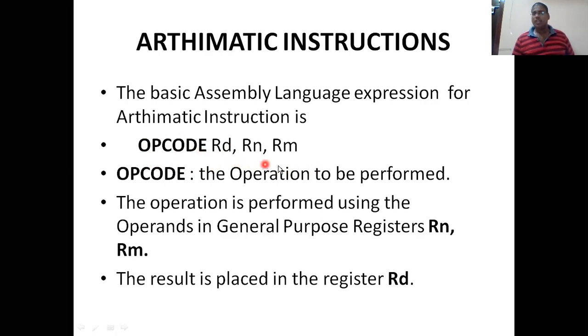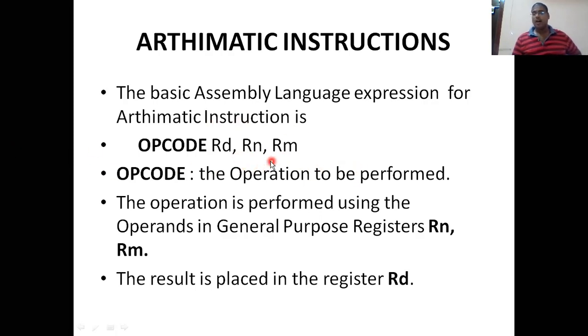Here we are having three operands: RD, RN, and RM. These are generally the general purpose registers. General purpose registers will be numbered, like R1, R2, R3. They are used for general purpose, that means for addition, subtraction, multiplication, shifting of a value, or storing an intermediate value. For all these purposes, the general purpose registers are going to be used. The name itself specifies that they are generally used. So opcode RD, RN, RM is the general syntax.